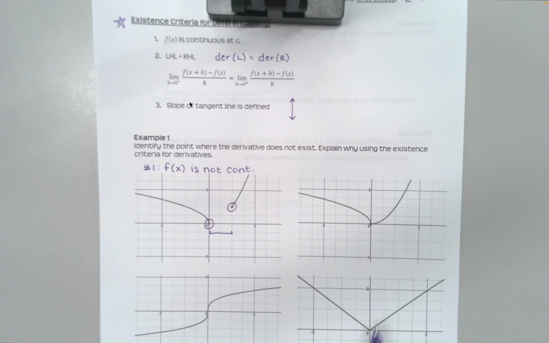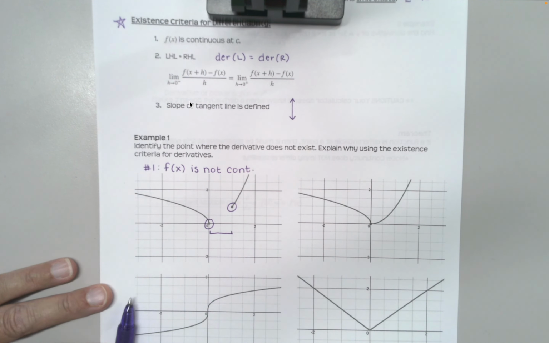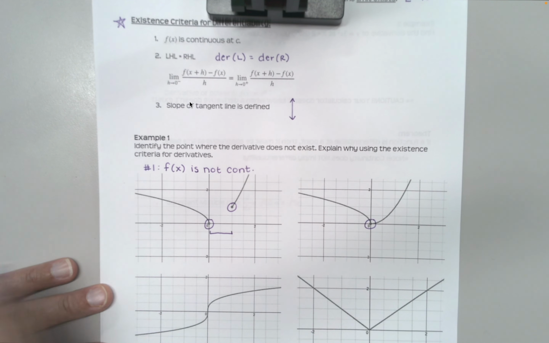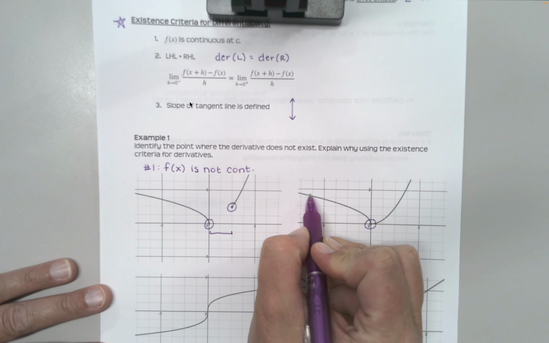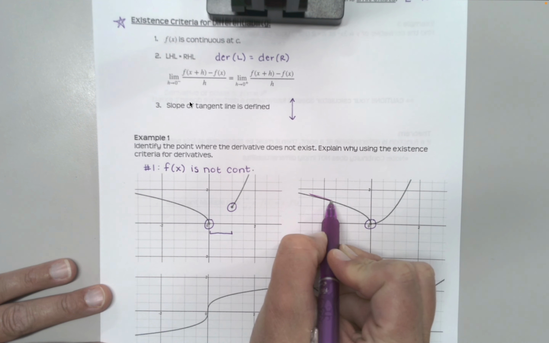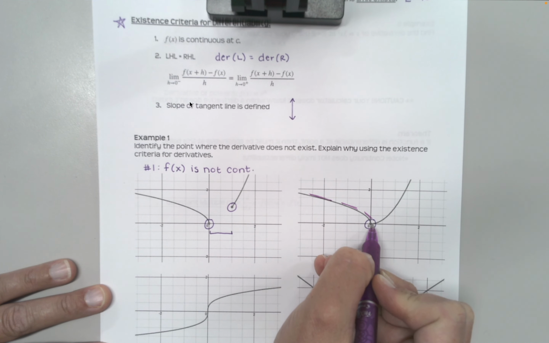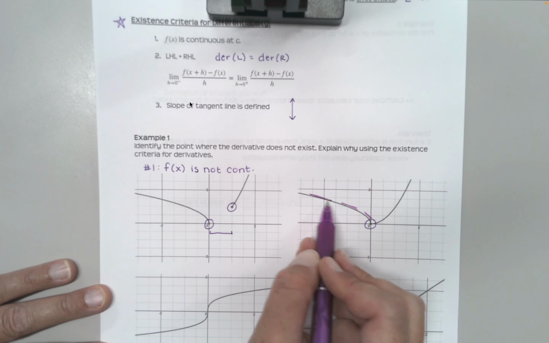This one here, though, is continuous. This one's plenty continuous, so let's talk about what's happening here. Let me give away the ending: this is the place where we're going to have an issue with finding a derivative. I want you to think about this. If we're looking at these tangent lines, we have a line here, and here, and here. They're all negative.